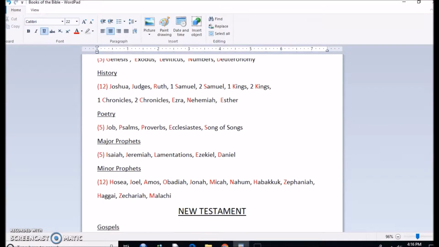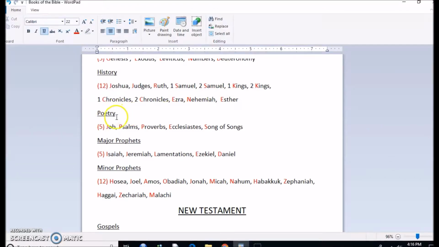So the next category we have here is poetry. These books, when you read them, are like poems. That's why we categorize it as the books of poetry. Especially the book of Psalms, they're really good. So the books under the category of poetry are Job, Psalms, Proverbs, Ecclesiastes, and then Song of Songs.